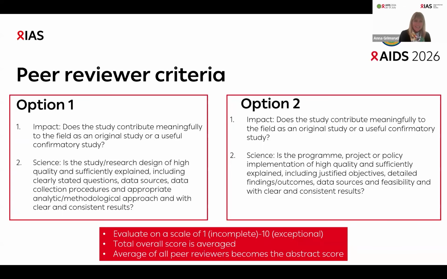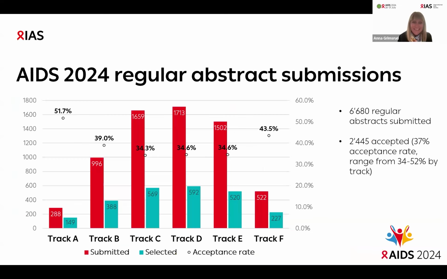When we look at data from AIDS 2024, on the next slide, you can see the number of abstracts that were submitted. So in 2024, we had almost 7,000 abstracts submitted, and 2,500 of them were accepted, so 37%. And this varied by track. You can see we had the most submissions in tracks C, D, and E, and they all had about a 30%, 33%, or 1 in 3 acceptance rate, all the way up to track A, where we had far fewer submissions, but a higher acceptance rate. And we share this so that you understand how many peer reviewers we need, but also so that you understand how competitive it is to have your abstract selected for an AIDS conference.